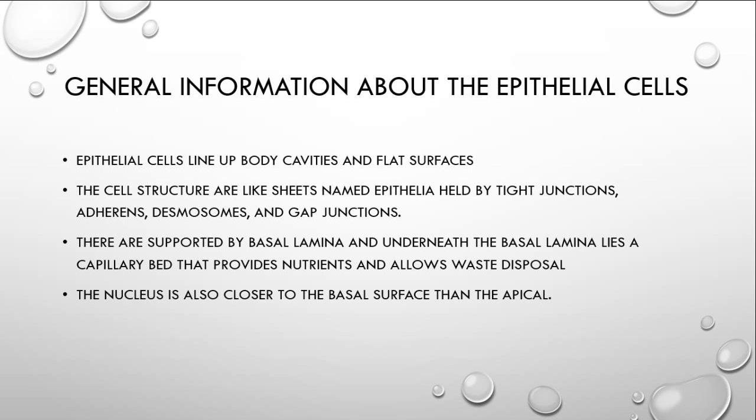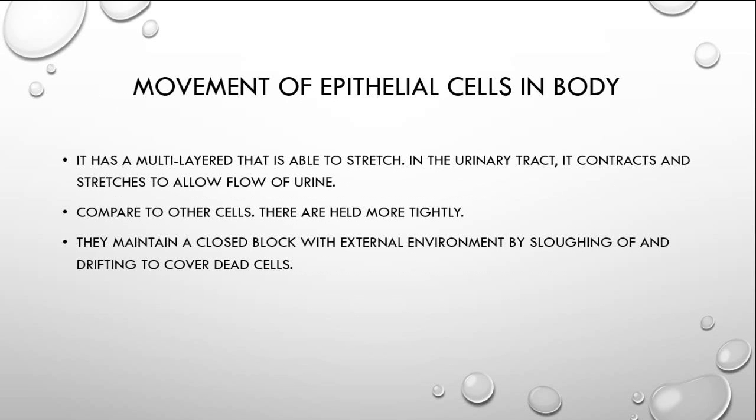So the next step is some movement of epithelial cells in the body. In the body, we know that it has multiple layers that are able to stretch. An example is the urinary tract: it contracts and stretches to allow the flow of urine. So this is a very good example of how epithelial cells work.